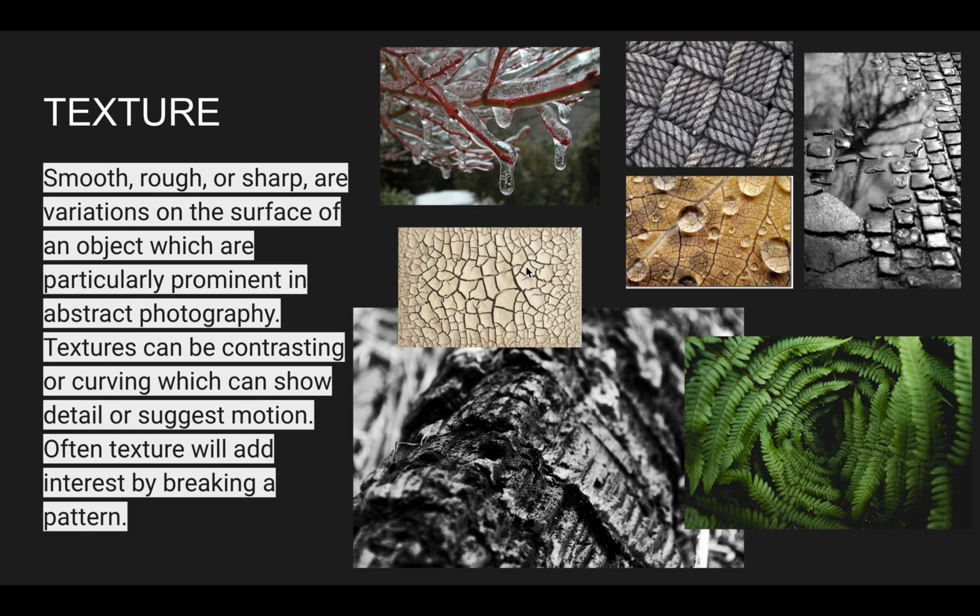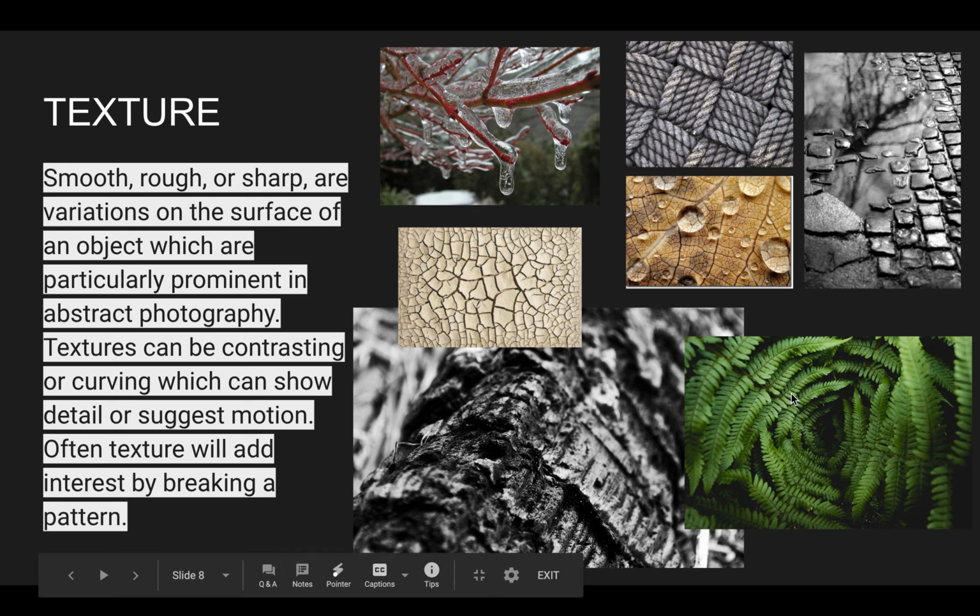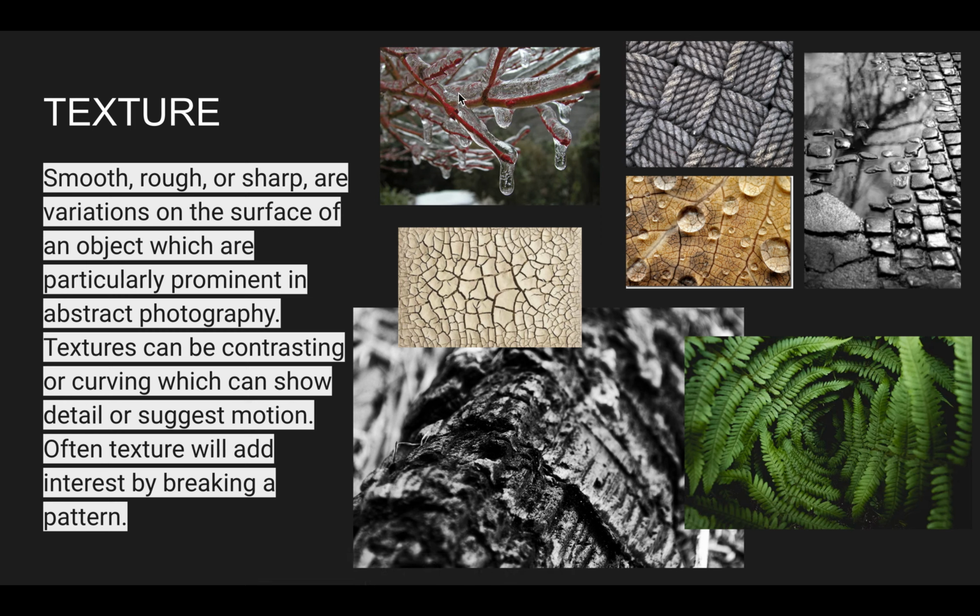This is a macro or close-up image of paint that is very, very old and chipping and peeling. Textures can be contrasting or curvy. They can show detail. They can suggest motion. Like if I look at this image, even though the plants are still, it has this feeling of motion. Also, as does this. This is a scene that we're seeing quite a bit right now in Iowa. Even though the ice is still, I still have the sense of motion with that.